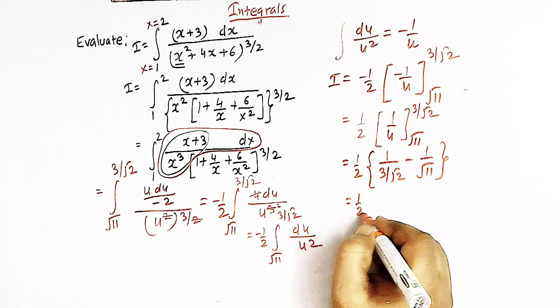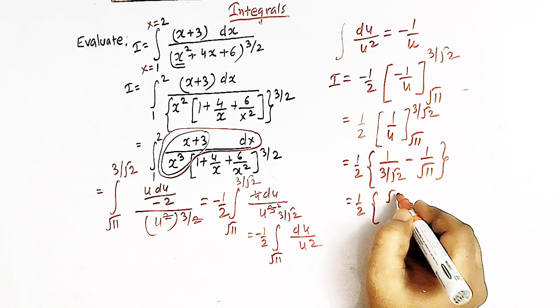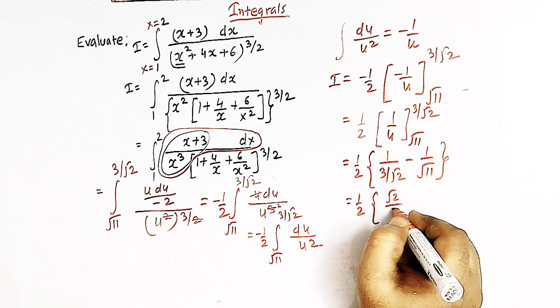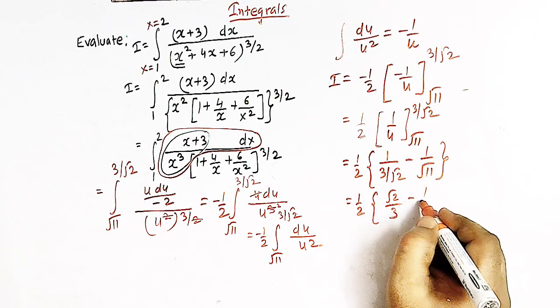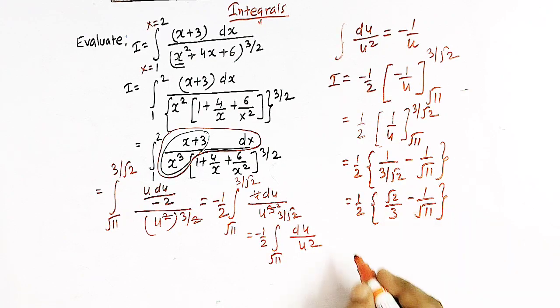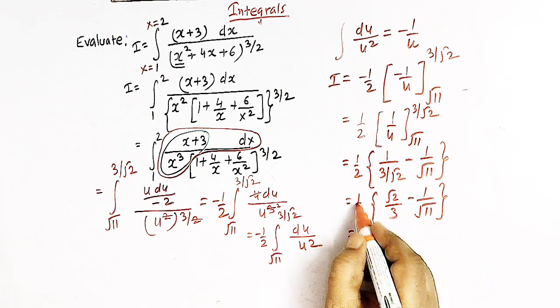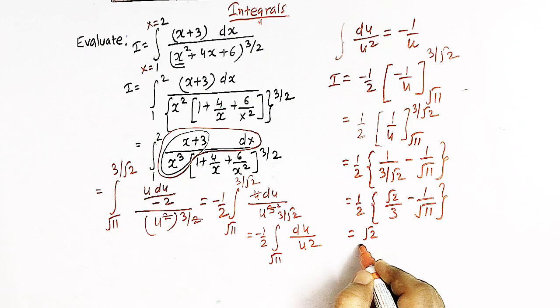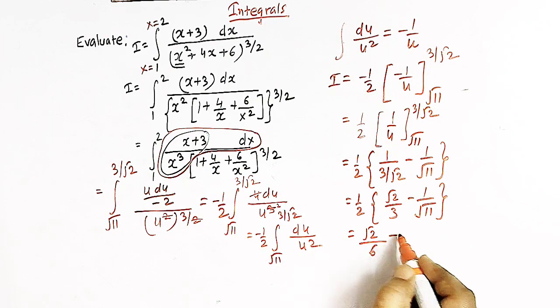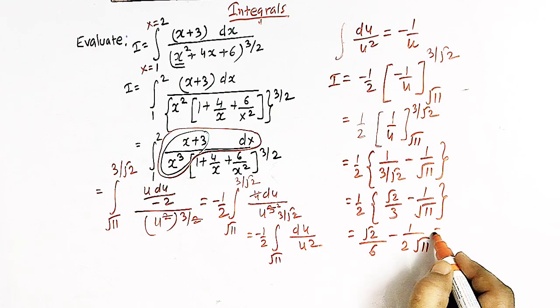Right? So we have 1 over 2, and we can take square root of 2 in the numerator, and here we have 3, and here we have minus 1 over square root of 11, right? So multiplying these two terms by half, we can now write root 2 over 6, and here we have 1 over 2 times square root of 11, right?